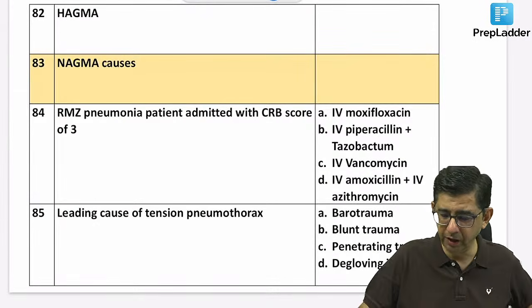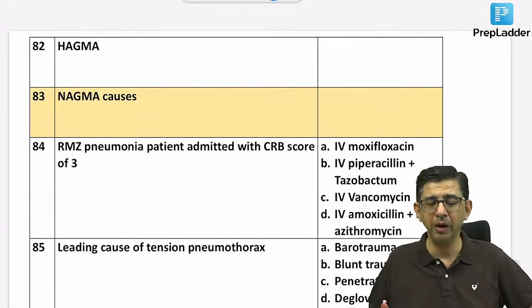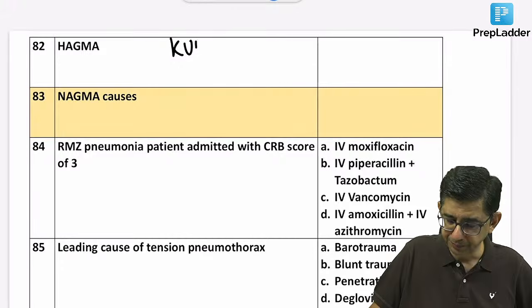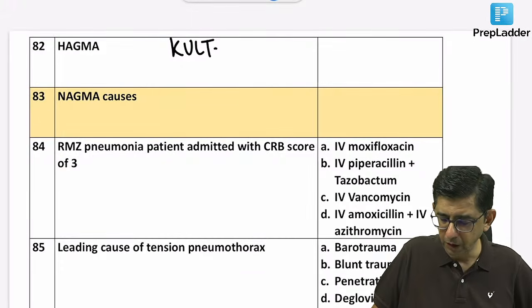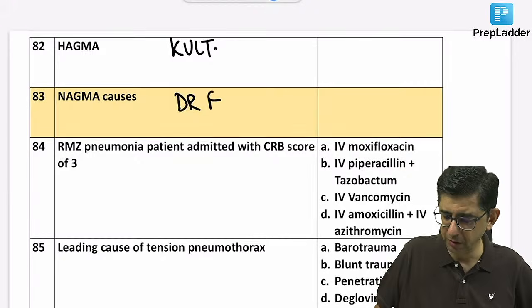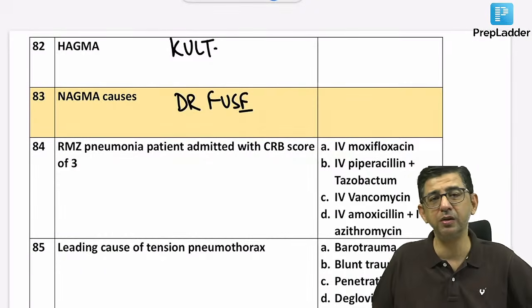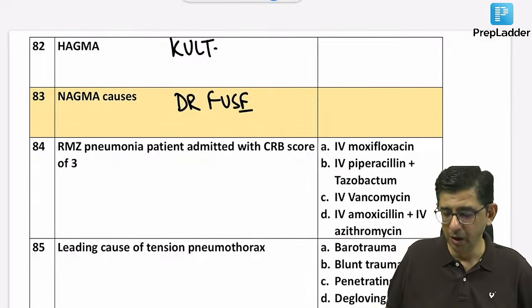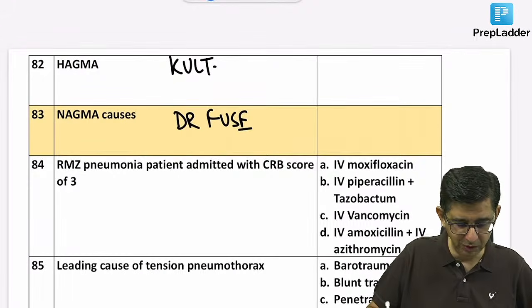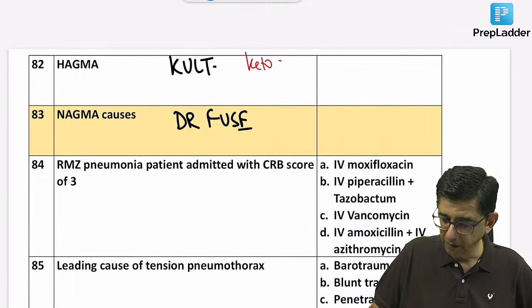Then are the causes of high anion gap and normal anion gap metabolic acidosis. So I'll just jot them down. HAGMA is KULT, and NAGMA would be Dr. Fuse. An all-except question is usually asked on this. Even in NEET PG, they ask this. So K would be for ketoacidosis. U would be for uremia.